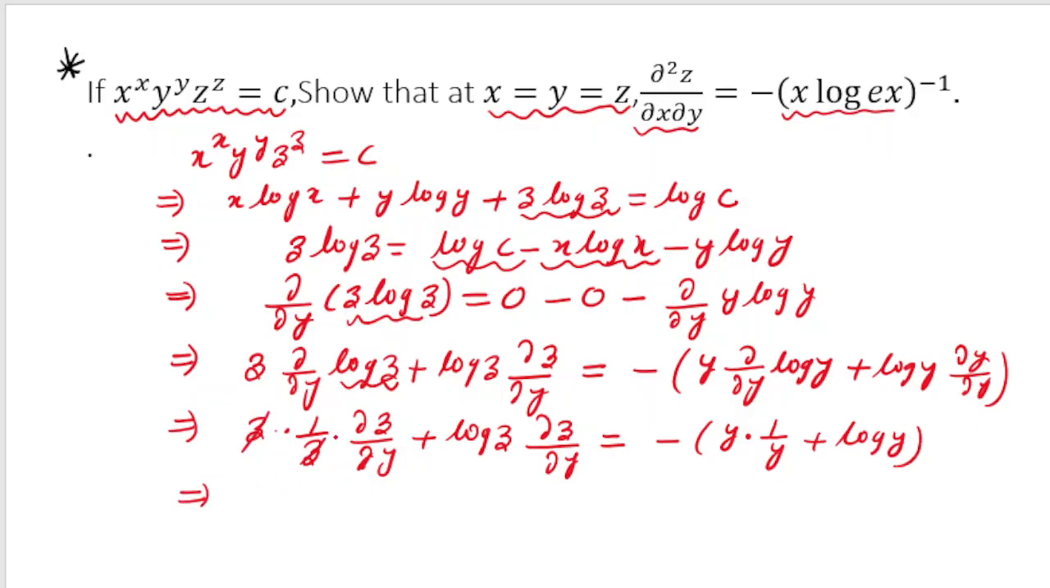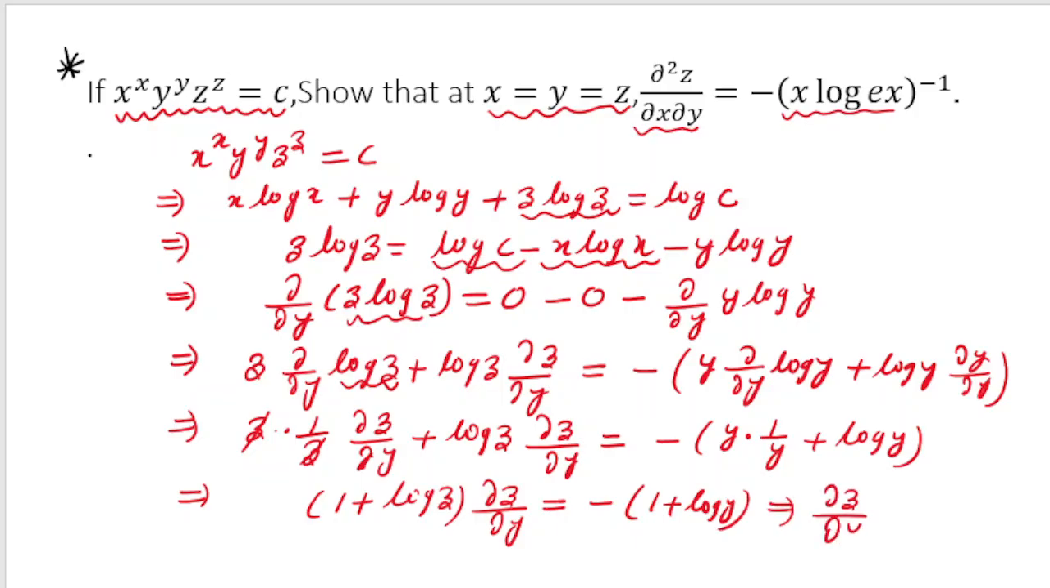So 1 plus log z will be the common term, and here I will have del z by del y, and in the right hand side I have minus 1 plus log y. So this will give me del z by del y is equal to minus 1 plus log y divided by 1 plus log z. So this is the first thing.